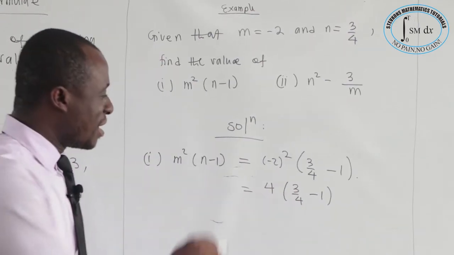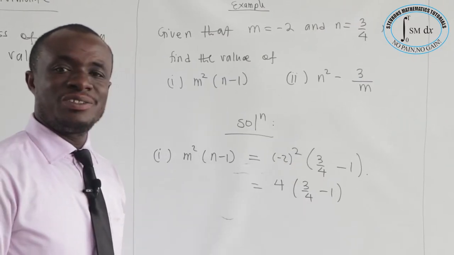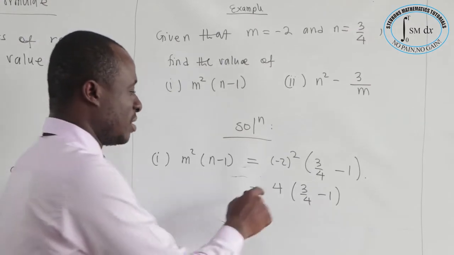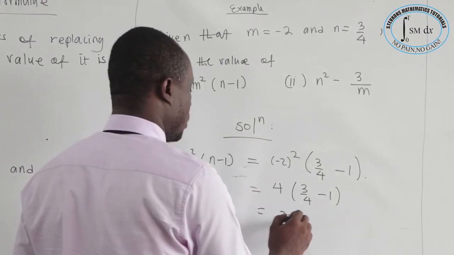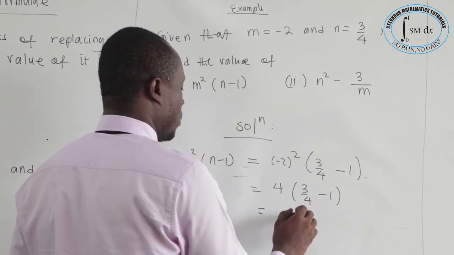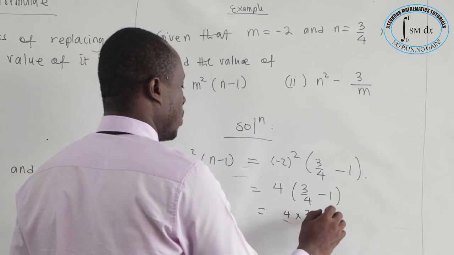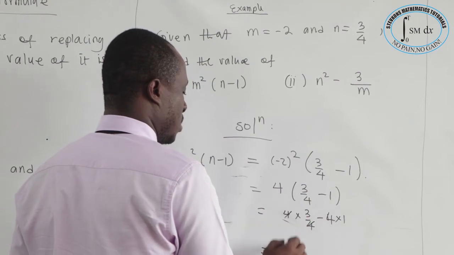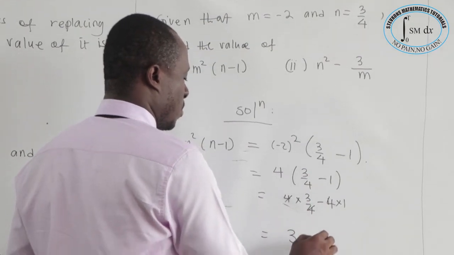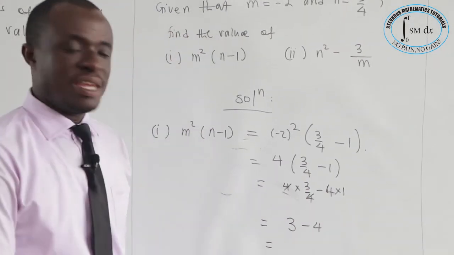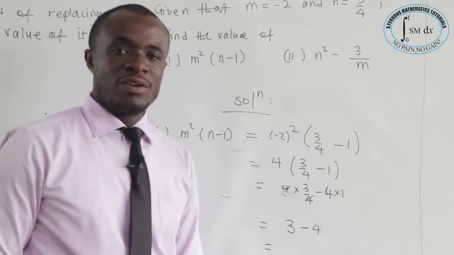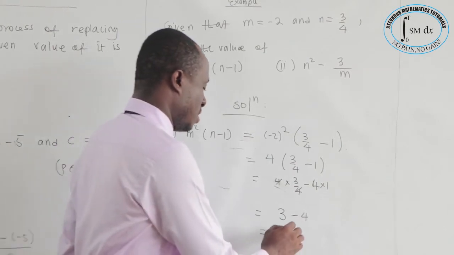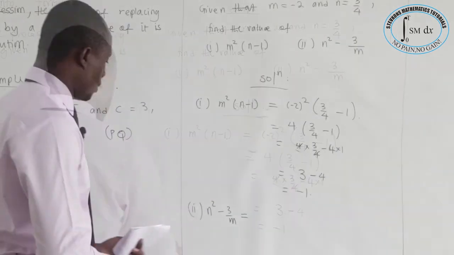From here, what can I do? I can multiply through by using the distributive property. So this will be 4 times 3 over 4 minus 4 times 1. Now this 4 is cancelling that out for us. We have 3 minus 4. Now we are taking a bigger value from a smaller value. And what is 3 minus 4? This is negative 1.